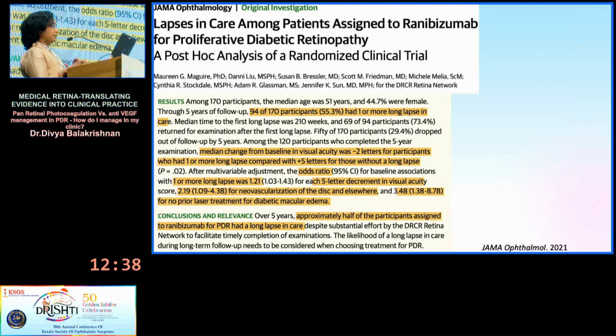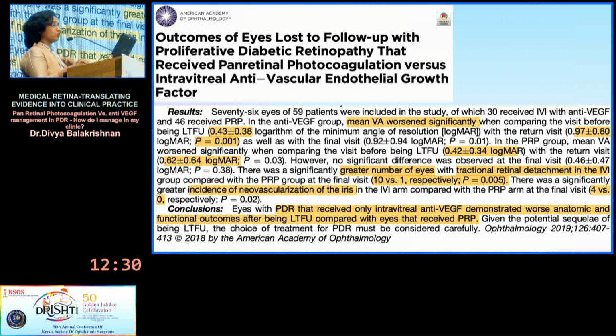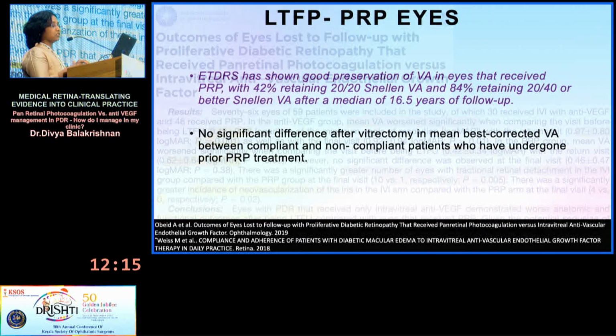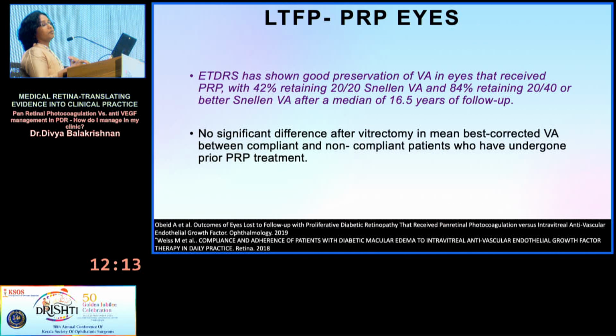So in this, even in the protocol, as we saw, almost 50% of the patients were actually lost to follow-up. And when we did the analysis of those patients who were lost to follow-up, those who had received anti-VEGF actually had a higher risk of developing tractional retinal detachment and neovascularization compared to eyes which had received PRP. So the main concern is that if the patient is lost to follow-up, then the risk of the patient presenting with complications is on the higher side.